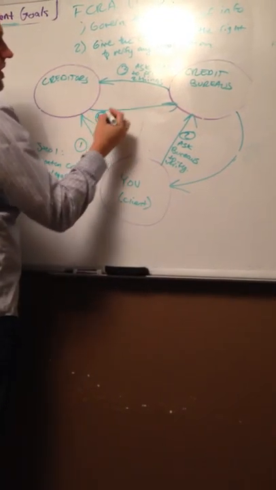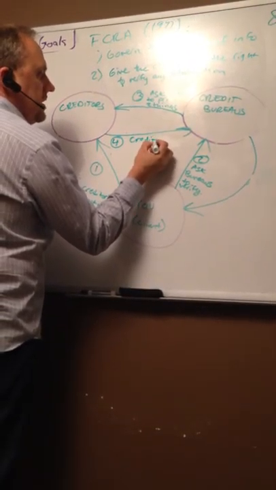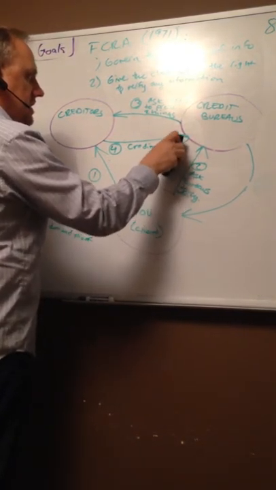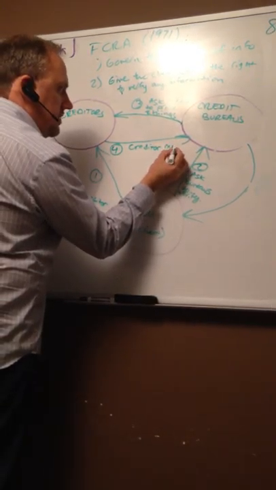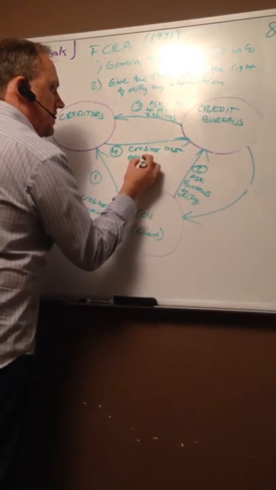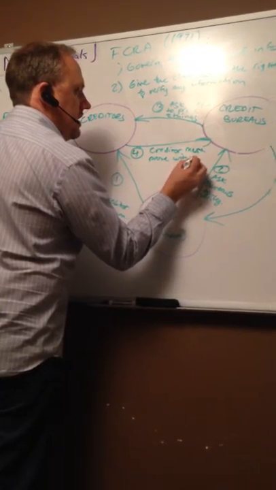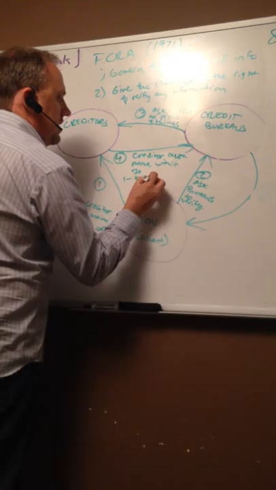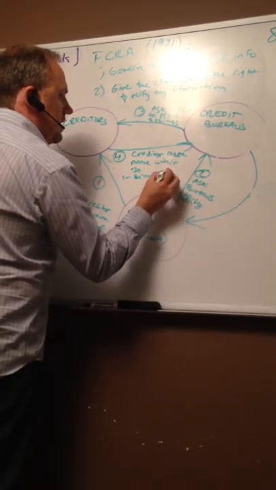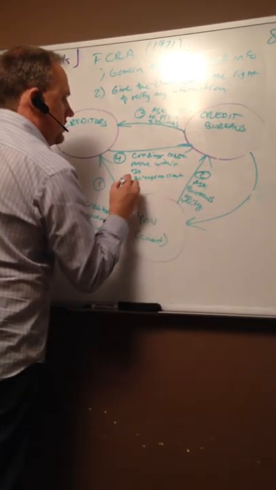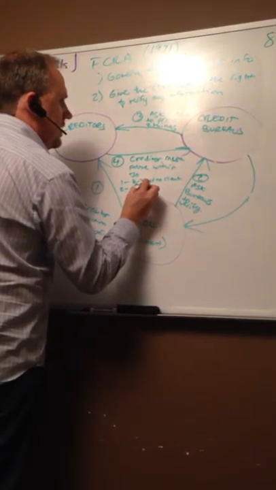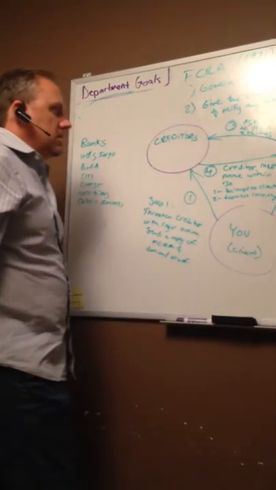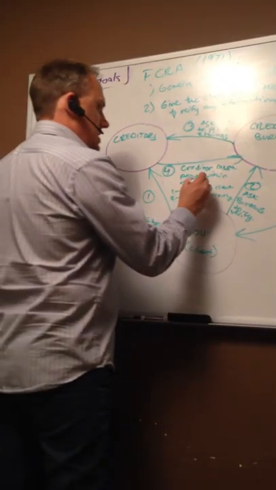Now it's step number four. The creditor must do what? They must do those two things within how many days? 30. Yep. So they must prove within 30 days. One, it belongs to the client. Two, it was recorded correctly. Okay? So they have to do that within 30 days.